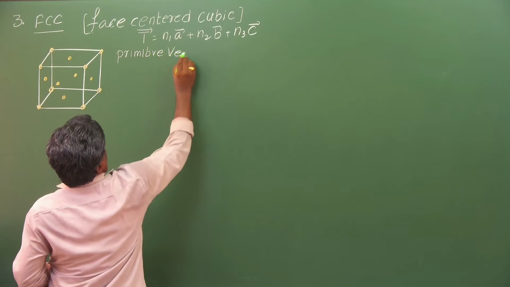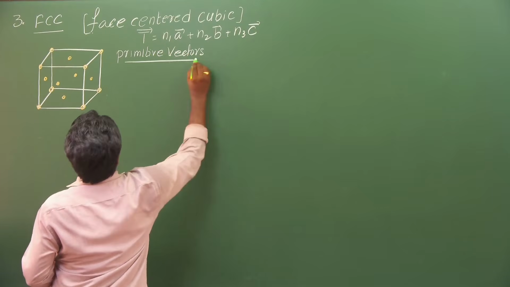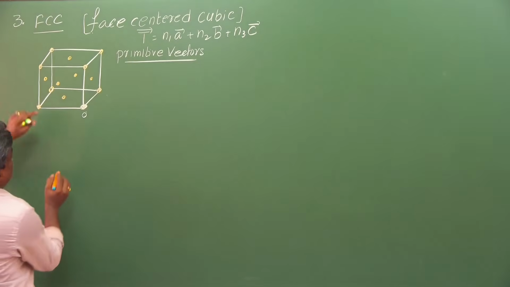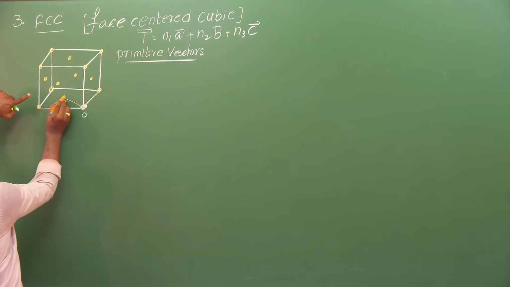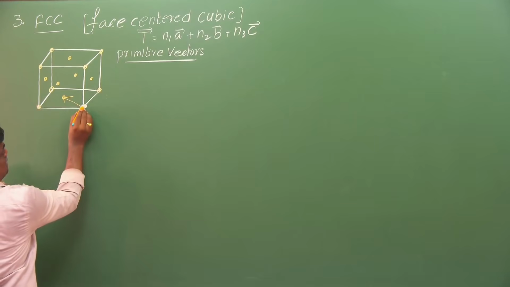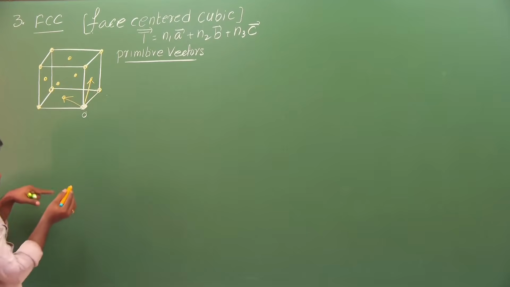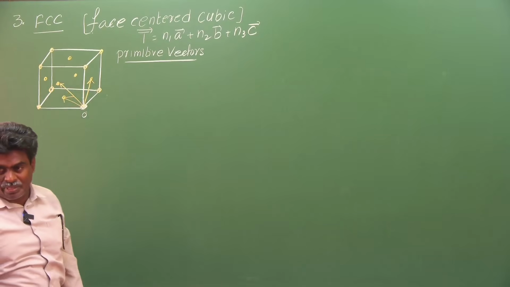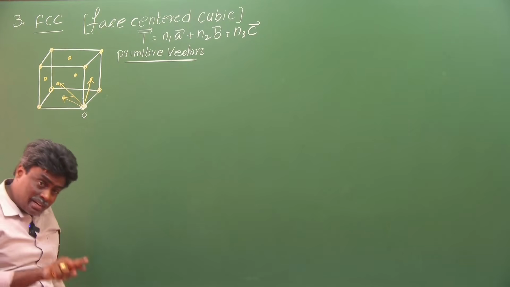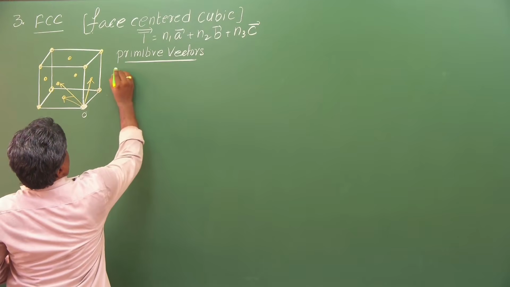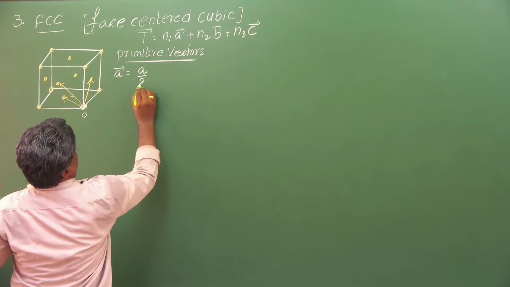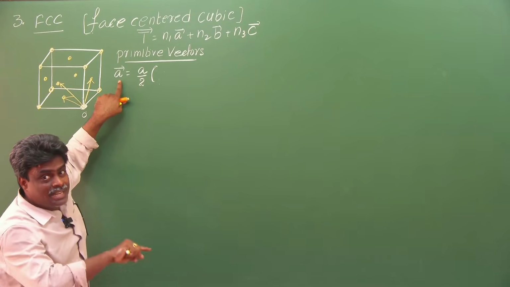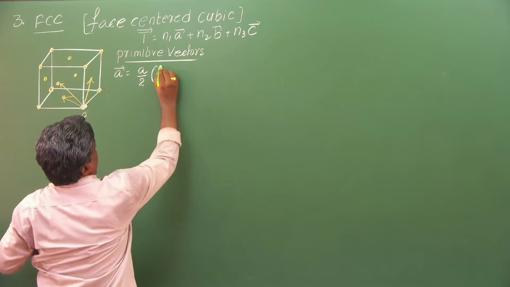Primitive vectors. How to get these primitive vectors? Very simple. Take the origin here. Now if you see carefully, this is the face center atom in one plane. This is another face center atom in another plane, and this is another face center atom in another plane. Total 3 planes will be there, xy, yz, zx. That's why your primitive vector a bar equal to, it's a face center, that's why a by 2, a by 2. This lies in the yz plane.